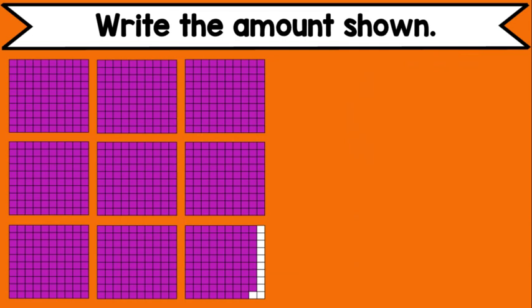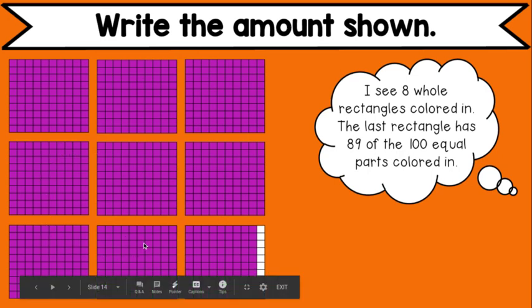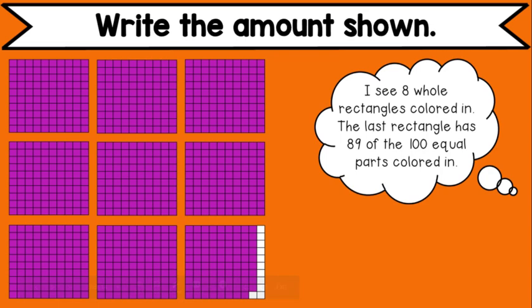Write the amount shown. I see 8 whole rectangles colored in. 1, 2, 3, 4, 5, 6, 7, 8. And now I see 10, 20, 30, 40, 50, 60, 70, 80. Let me just wait for this to move out. Not the complete one. So if I'm missing one out of that rod, I know it's going to be 9. So I have 89. The last rectangle has 89 of the 100 equal parts colored in.